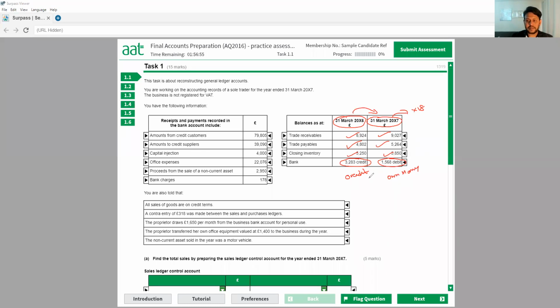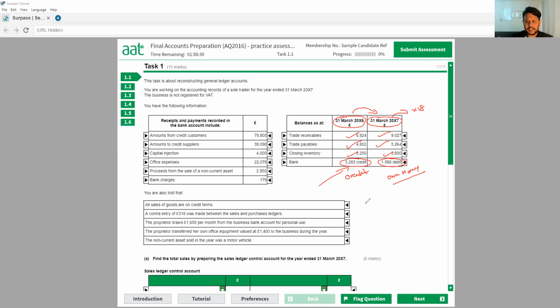It's the business money. So when you see the bank is a credit, we have to understand it is an overdraft. And when it says a debit, that means it is our money. Our money means the business money. Have to be really careful with that.